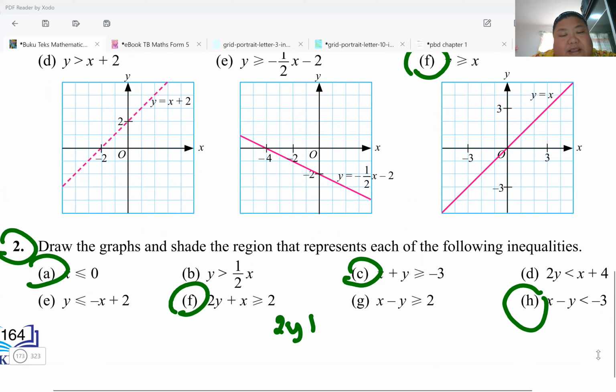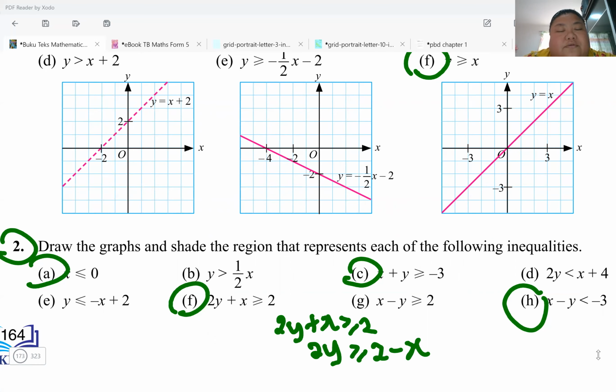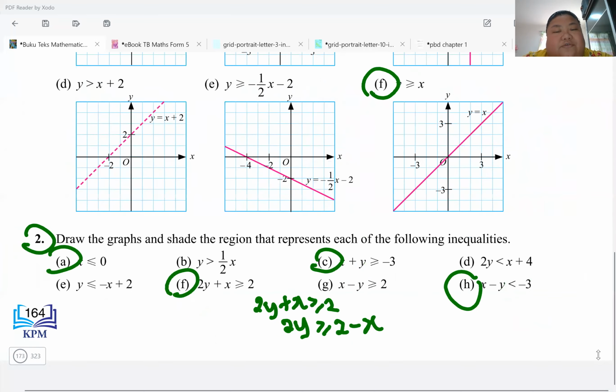If you have a question, for example question F, 2y plus x greater than or equal to 2, it is easier for you to keep y on your left hand side and bring the rest to your right hand side. For example, 2y is greater than or equal to 2 minus x. It's easier for you to draw the graph later, so you try to do that.